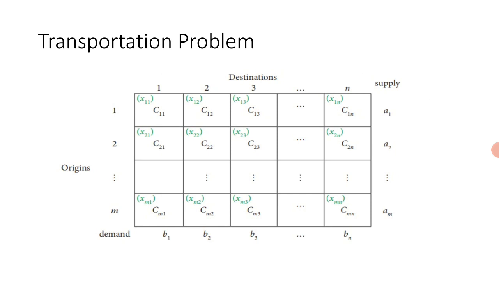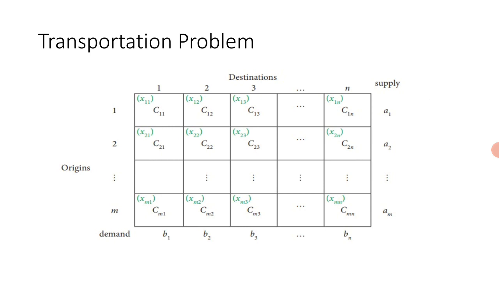Mathematical model or formulation of the transportation problem can be given like this. Consider a transportation problem with m origins, rows, and n destinations, columns. Let Cij be the cost of transporting one unit of the product from ith origin to jth destination. Ai, the quantity of commodity available at origin i. Bj, the quantity of commodity needed at destination j. Xij, the quantity transported from ith origin to jth destination.